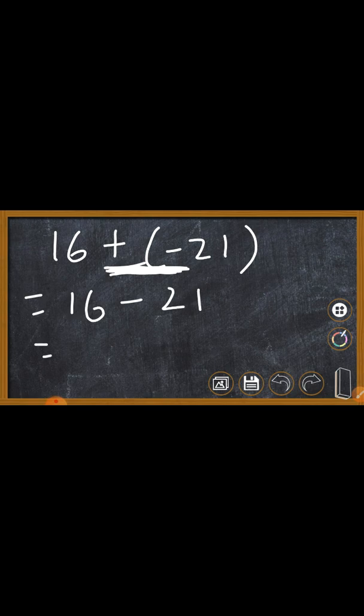Now 16 doesn't have any sign before it, means it has a plus sign. So different signs: 16 has a plus sign and 21 has a minus sign. Different signs means what? Subtraction. 21 minus 16 is 5, so I write 5 over here. Now you need to decide the sign. You need to look for the bigger number. Out of 16 and 21, which one is the bigger number? 21 is the bigger number. What sign does 21 have before it? 21 has a minus sign before it, so you will write minus 5.